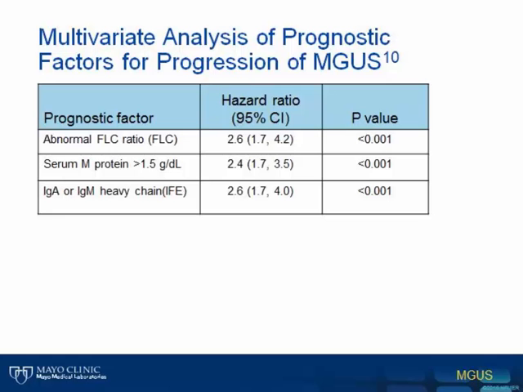These 3 variables, free light chain ratio, serum M spike size, and heavy chain isotype, are significant factors for progression when put into a multivariate analysis. Each variable was tested as a bivariate factor, that is, the free light chain ratio was normal or abnormal, the M spike was greater than or less than 1.5 grams per deciliter, and the heavy chain was IgG versus IgA or IgM. Each factor is independently significant, and each carries a hazard ratio of approximately 2.5.